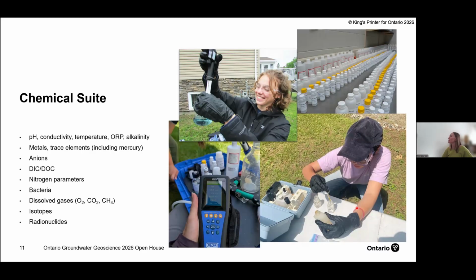So the chemical suite, once again, is consistent with the surrounding AGG programs, at least the later years. So we analyze for pH, conductivity, temperature, oxidation reduction potential, alkalinity, and hydrogen sulfide on site. And then we send off samples for a comprehensive ICP suite of metals and trace elements, anions, carbon and nitrogen species, bacteria, dissolved gases, isotopes, radionuclides.